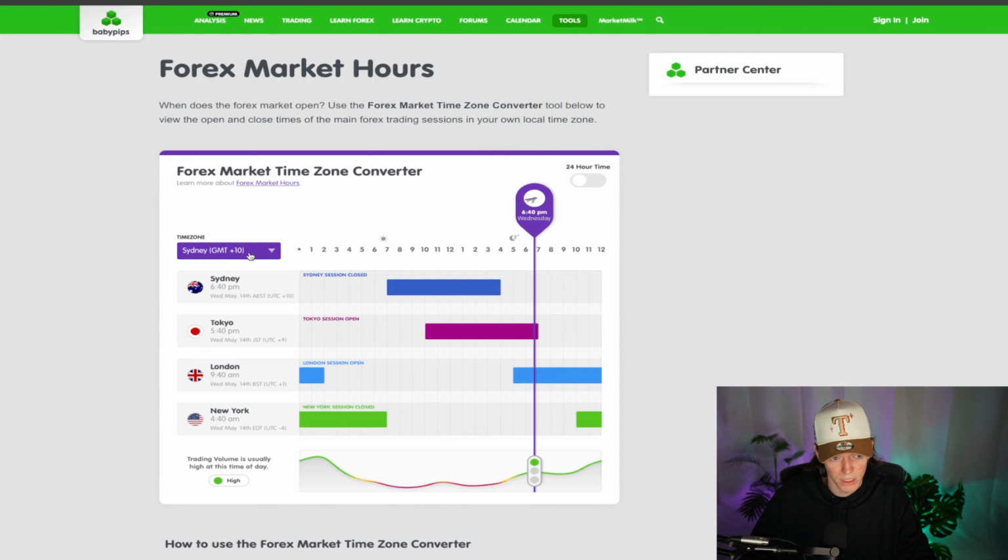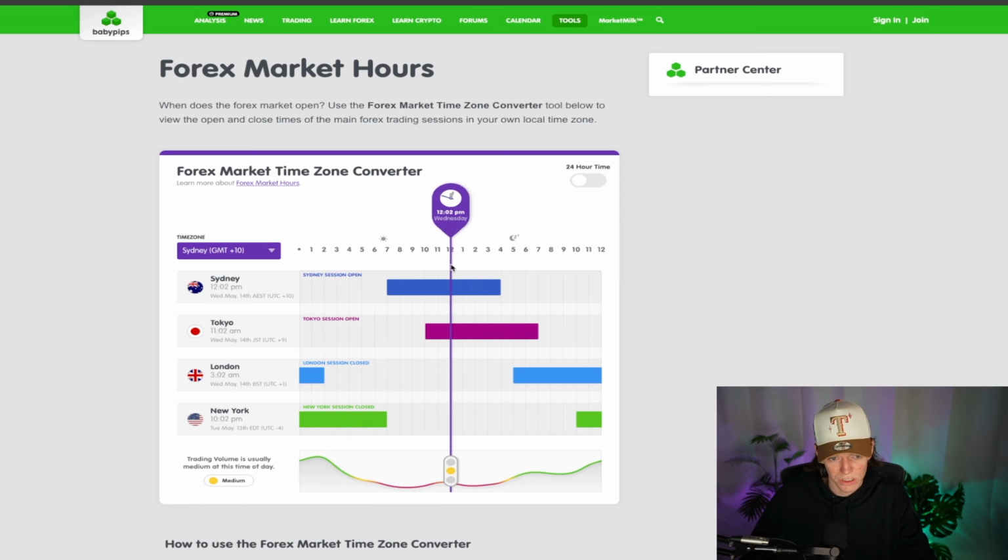So if you just put in where you're at, it shows you exactly what time Sydney session starts, Tokyo Asian session, London session, and New York session. Right. So you got these 4 different sessions you can trade from. Now, Sydney session isn't really that big of a session. It's more just Tokyo, London, and New York.